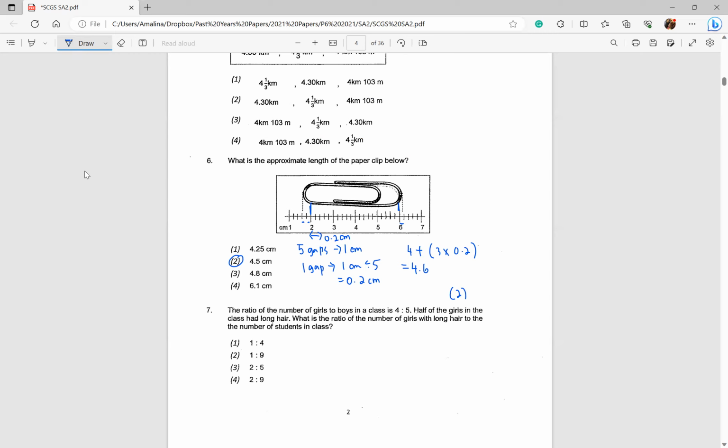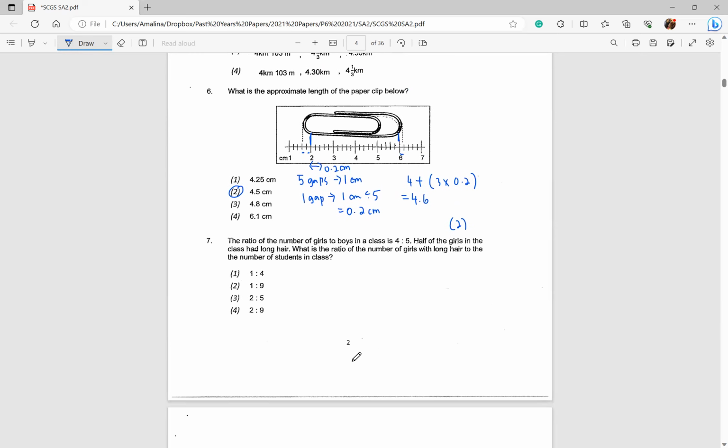Okay, question 7. I will also go through this. The ratio of the number of girls to boys in a class is 4:5. Half of the girls in the class had long hair. So for the girls, your long hair to your short hair to your girls will be 1:1:2. This is short hair.